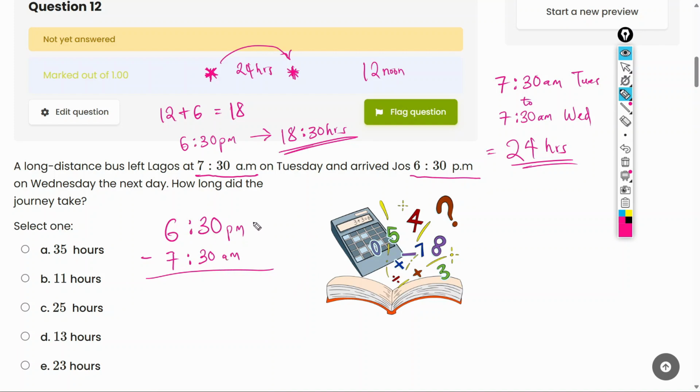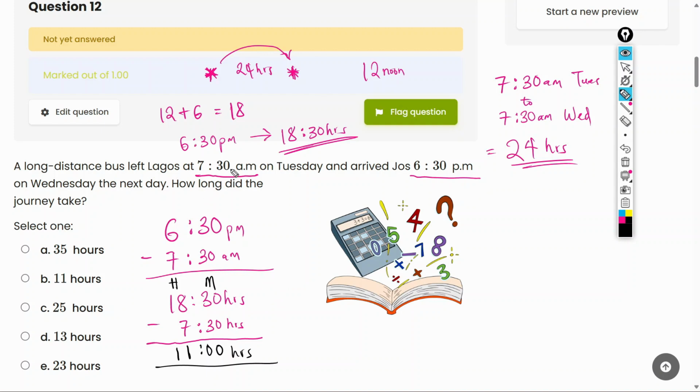So 6:30 p.m. minus 7:30 a.m. is the same thing as 18:30 hours minus 7:30 hours. Now let's subtract. This is our minute space. This is our hour space. So 30 minus 30, of course, that's 0. So 0, 0. 8 minus 7 is 1. 1 minus nothing is 1. So it's 11 hours right here.